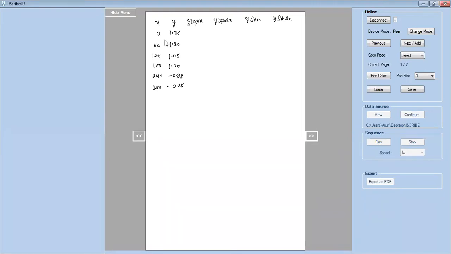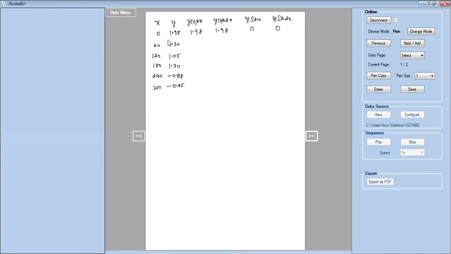It will ask you the value of x. X is 0. You just press 0, then press equal. It will ask you the value of y. So y is 1.98. You press 1.98 and press equal. It will give you the value of y cos x, which is 1.98. Then y cos 2x will come, that is also 1.98. Then pressing equal again, y sin x and y sin 2x are 0 and 0.